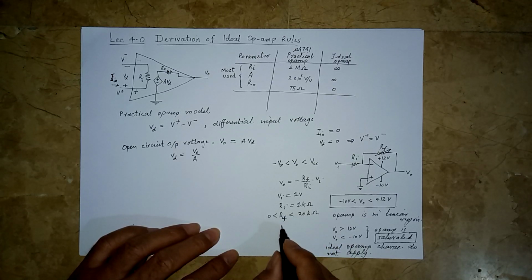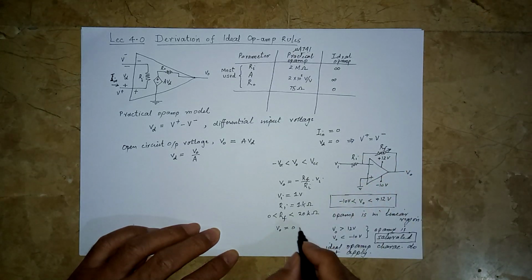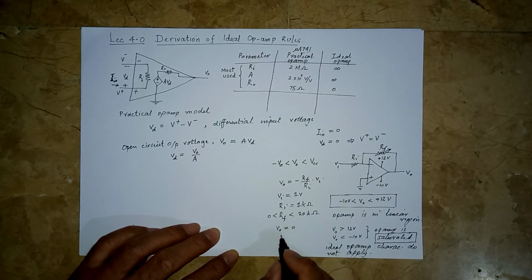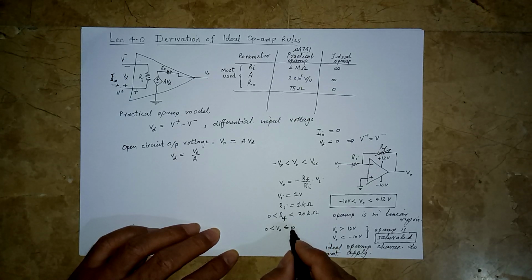Then we can see when RF is 0, VO would be 0. 0 and 0 short circuited, VO would be 0. So VO basically varies. For RF 0, VO would be 0, but for RF 20, VO would be minus 20. Actually, we should have written it this way. It would be between 0 and minus 20 volts.